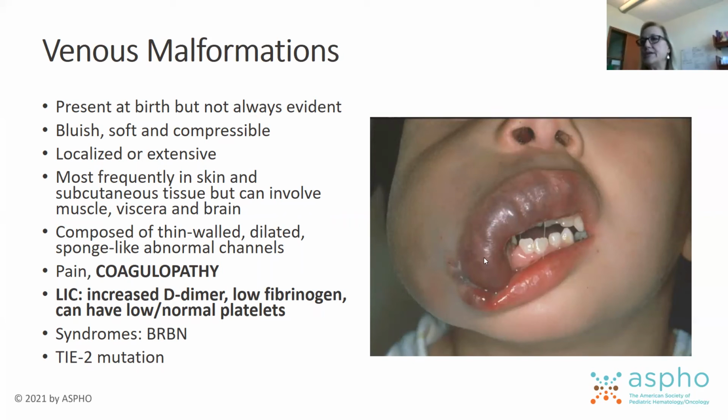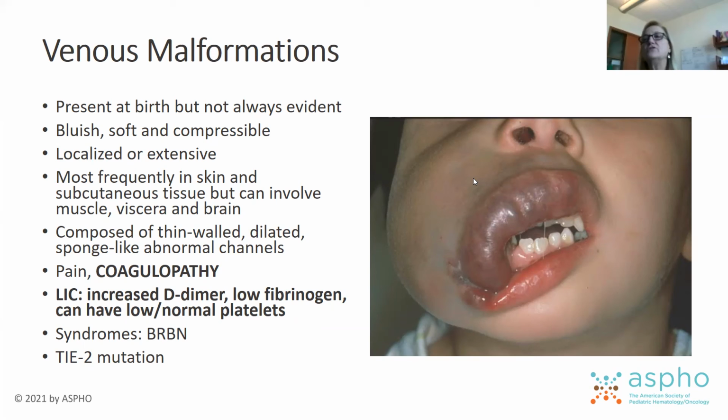But this is really just the surface of what you're actually seeing. These can be involved in the muscle, the viscera, the brain. They are thin-walled, dilated, sponge-like endothelium. Because the endothelium is abnormal, they can activate the coagulation system.